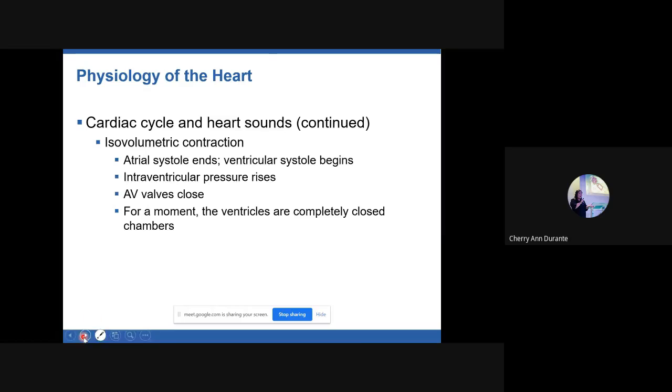So isovolumetric contraction, so atrial systole ends and ventricular systole begins. During this time, the intraventricular pressure rises, the AV valves are closed. So for a moment, the ventricles are completely closed chambers. So nandun lang yung blood sa ventricles. Now, after that, ipupush out niya yun.